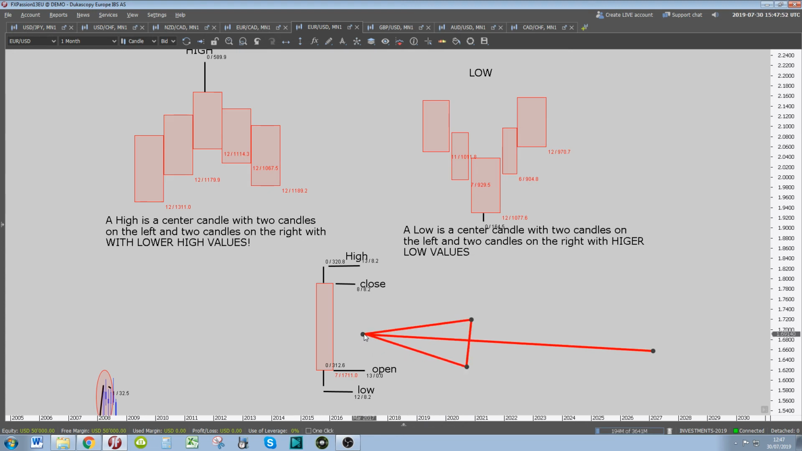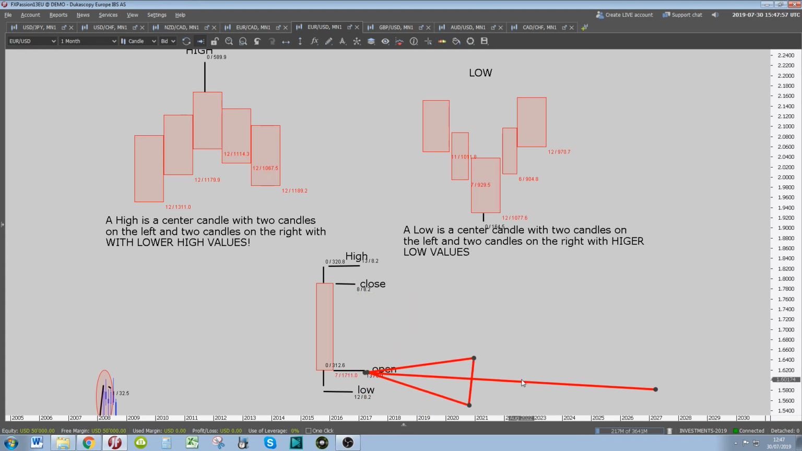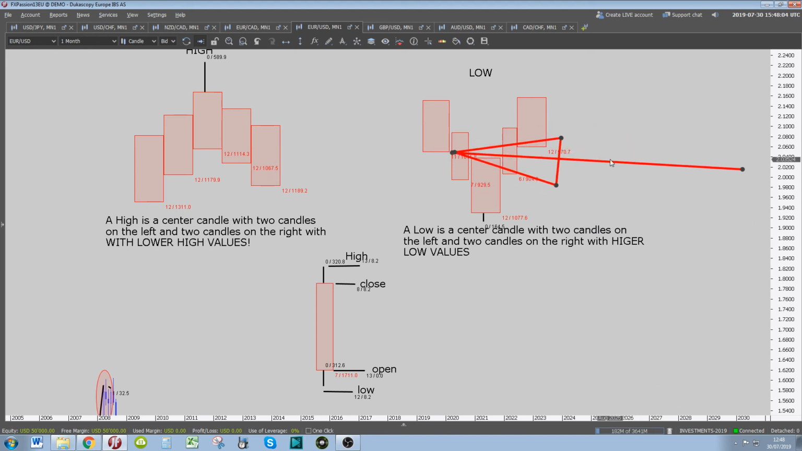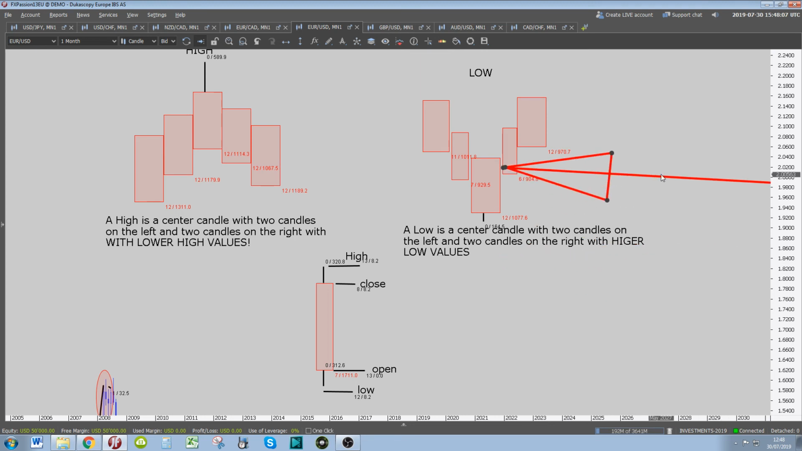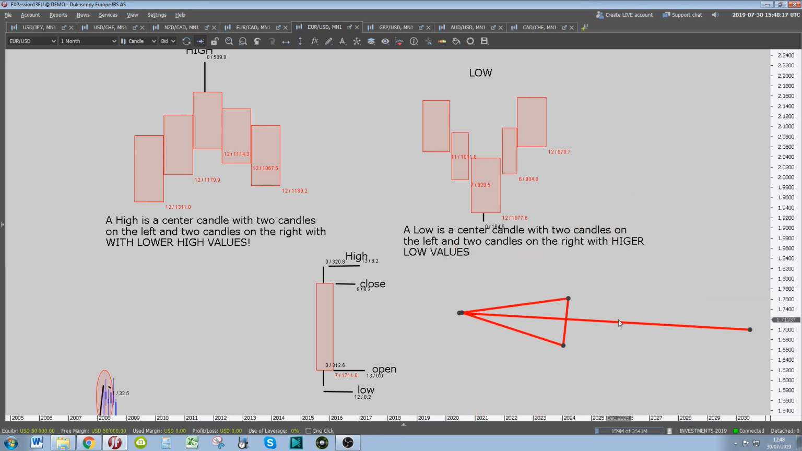It's going to come in different shapes and combinations, but it's going to have an open price, a close price, and a high. Then you need to check 2 candles on the right and 2 candles on the left, and check that they have a higher low value. So this low must be higher, like this, a higher low and a higher low.